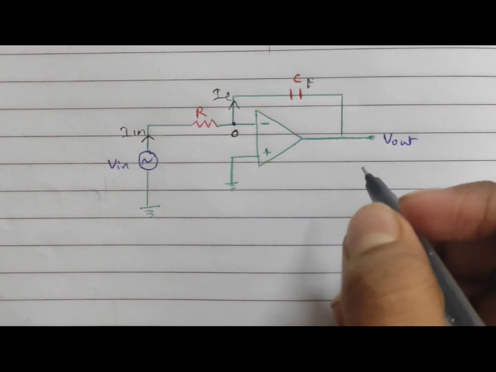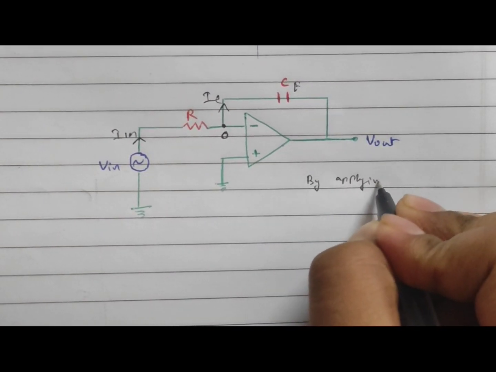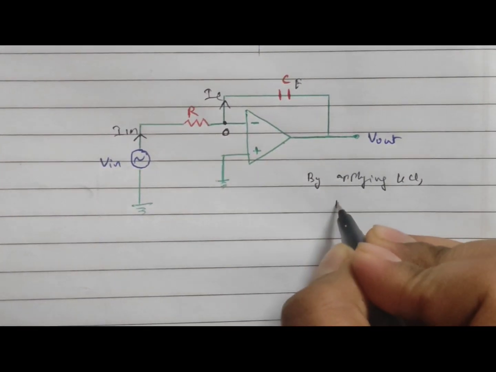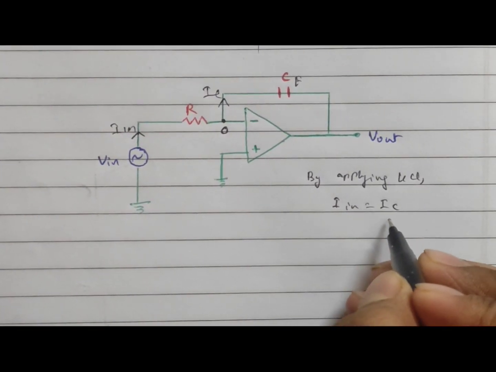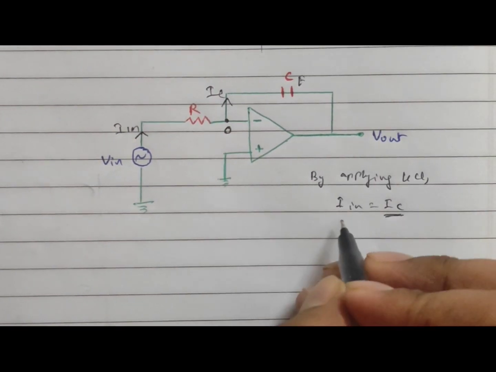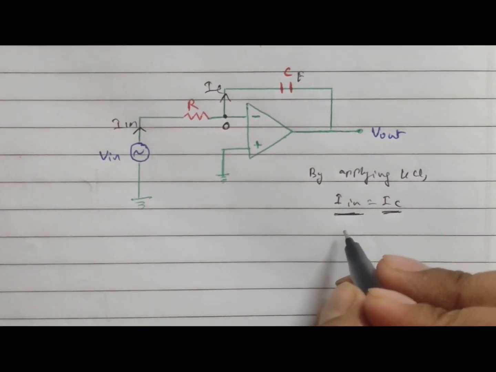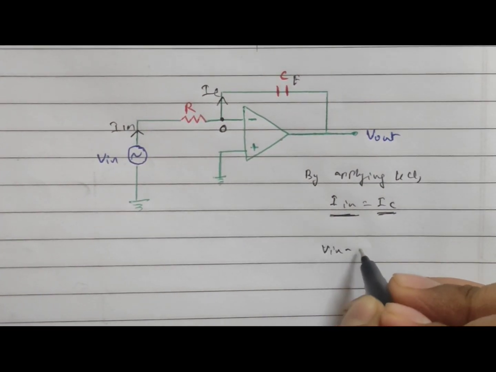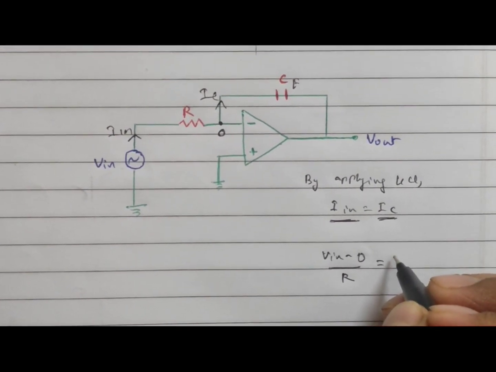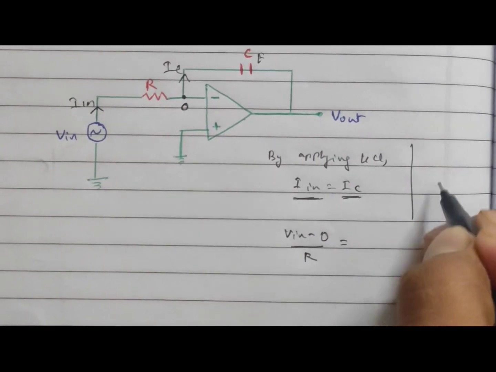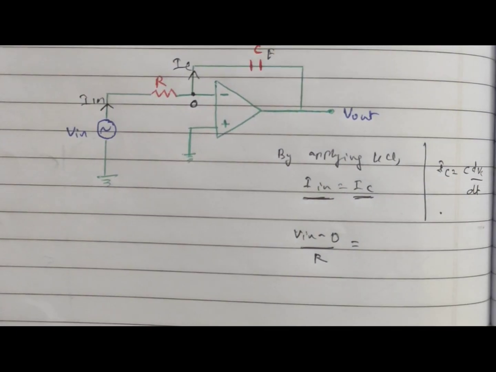Now by applying KCL, we can see IN is equal to IC, where IC is the current passing through the capacitor and IN is the current passing through the resistor. For IN we can calculate it by Vin minus 0 by R, which is equal to IC, where IC is equal to C dVc by dt.